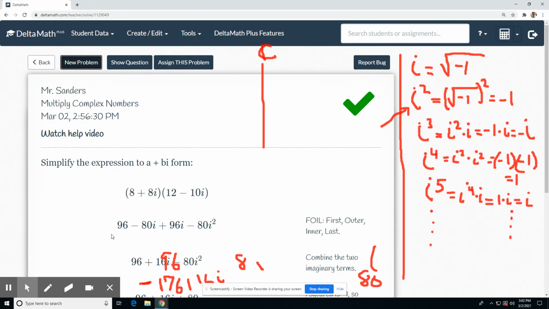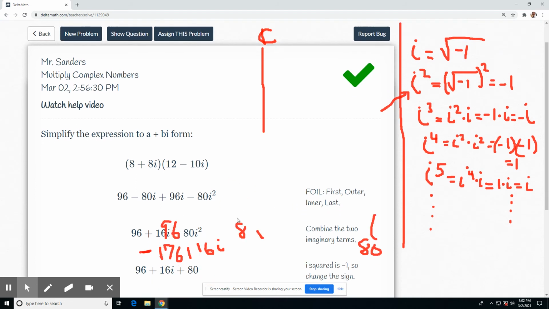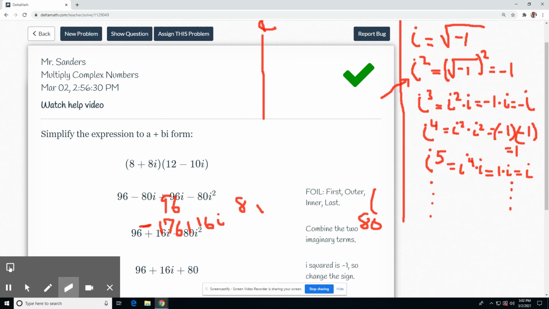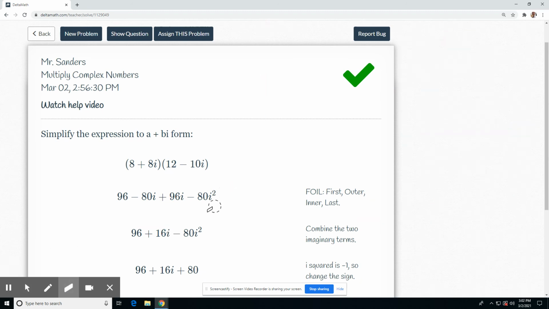Let's see what method they did. Oh, they did the FOIL method. Okay. First, outside, inside, last. And then they combined everything, combined like terms, and simplified. Okay. Let me go ahead and just show you, because there's the FOIL method, first, outside, inside, last. Distribution is a lot like that, but at least you can see it there. So this number right here has to multiply to everything in the other.